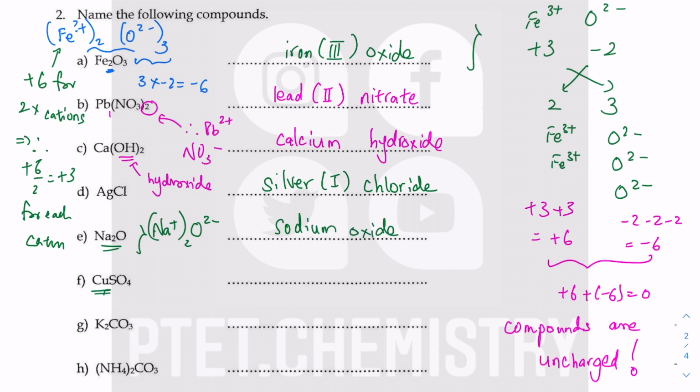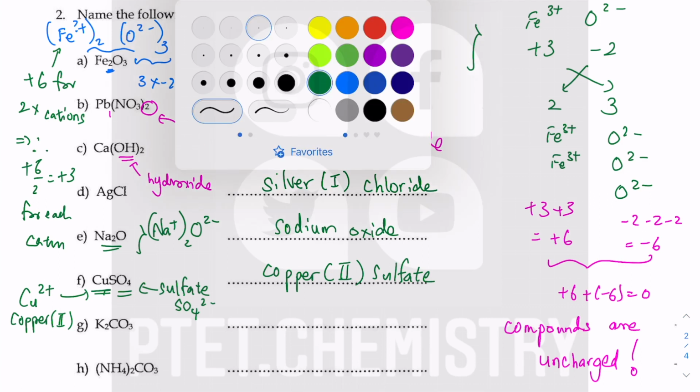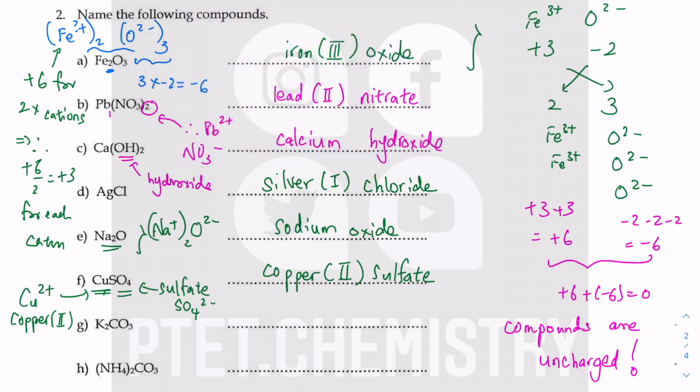This is copper and this is sulfate, but this copper is a very special one. It's a copper 2+, so copper can also be copper 1+. This one here is copper 2+ to balance out the SO4 2-. So this one has a name called copper(II) sulfate. If you miss the Roman numeral, you might make a huge mistake because it could also be copper(I).